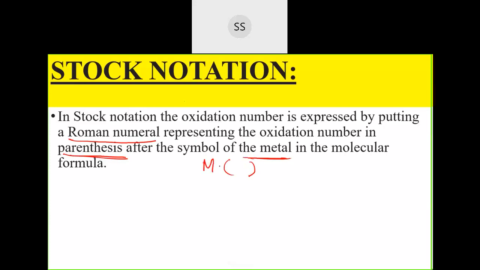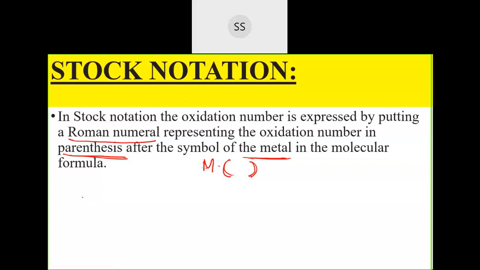Now imagine here you have that metal. Immediately after that in the bracket you will write that oxidation number, and that should be written in Roman numbers. This is one way of representing the IUPAC representation of oxidation number. It was actually discovered by Alfred Stock, a German chemist. So based on his name, Stock notation is given. Now see how to calculate.